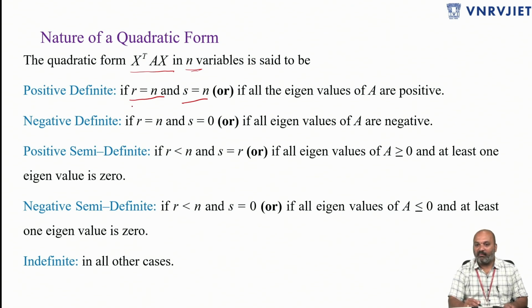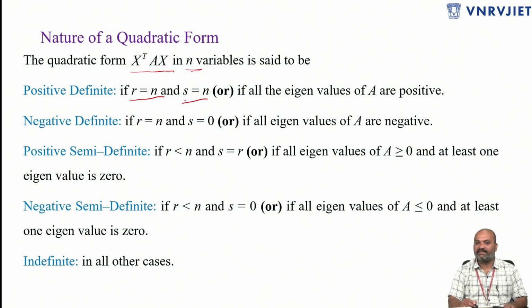R means the number of terms in the canonical form. If the number of terms is equal to n, what is the meaning of that? Number of terms equals n means there is no zero term. All terms exist, either positive or negative. There is no zero coefficient. So this is r equals n, which is nothing but a non-singular quadratic form.